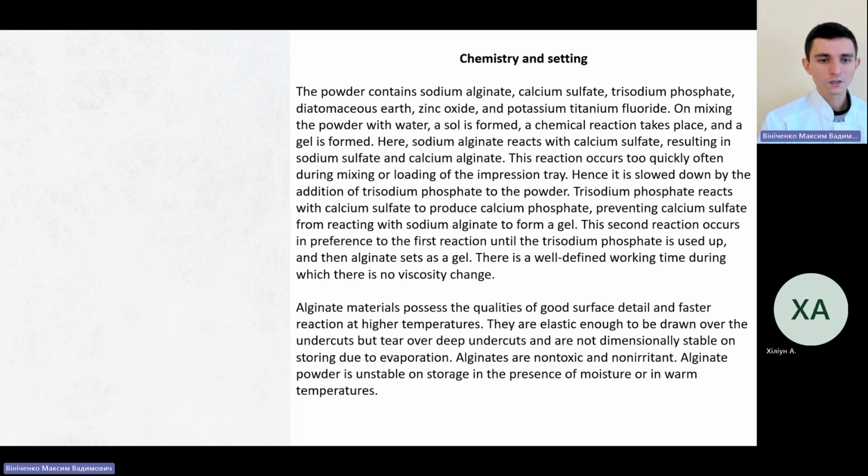Alginate materials possess the qualities of good surface detail and fast reaction at higher temperatures. They are elastic enough to be drawn over the undercuts, but tear over deep undercuts and are not dimensionally stable on storing due to evaporation. Alginates are non-toxic and non-irritant. Alginate powder is unstable on storage in the presence of moisture or in warm temperatures.